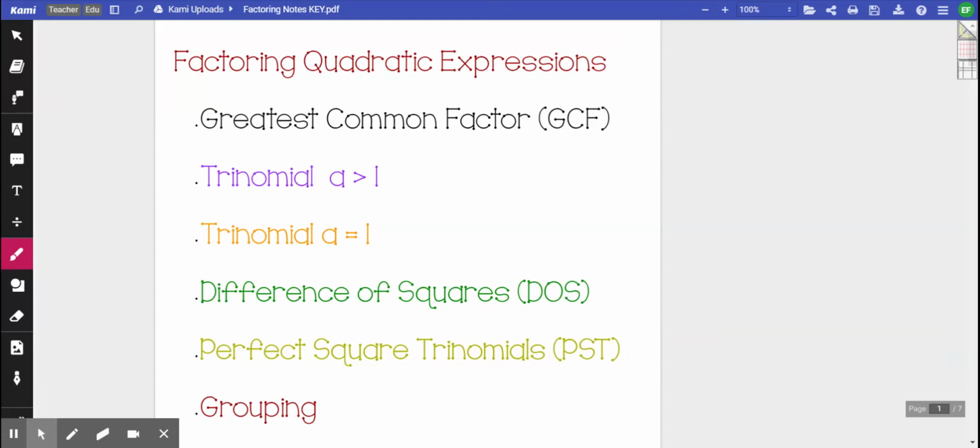Hello again, everyone. Today's video is all about factoring quadratic expressions. Below you see a list of many different ways that we can factor a quadratic expression. We'll go through each one of those today.